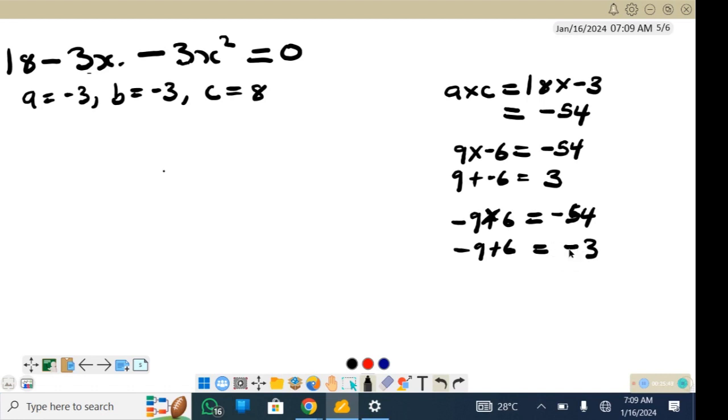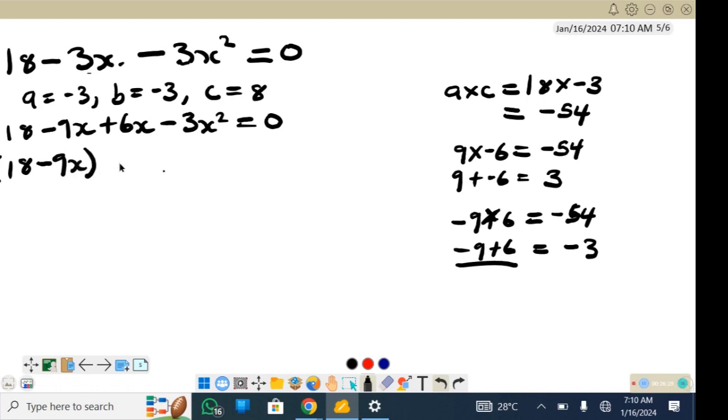So with that now, all you need to do is to replace your minus 3 with your minus 9 plus 6. So let's do that here. 18 minus 9s plus 6s minus 3s squared equals to 0. So with that now, we group our expression at the left hand side and equate to 0. So that will give us 18 minus 9s plus 6s minus 3s squared equal to 0.